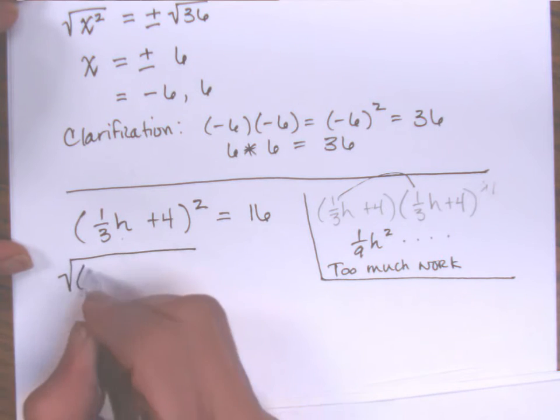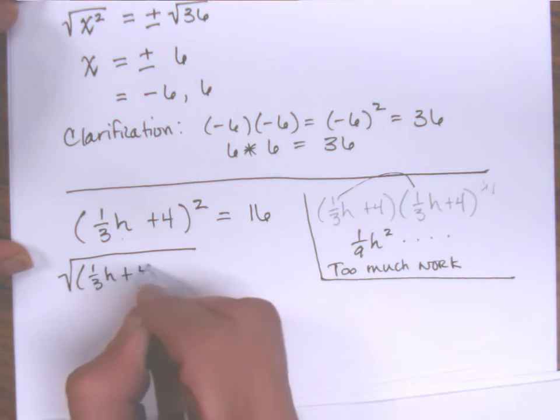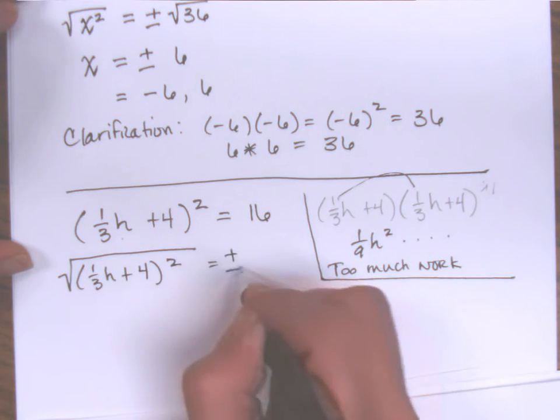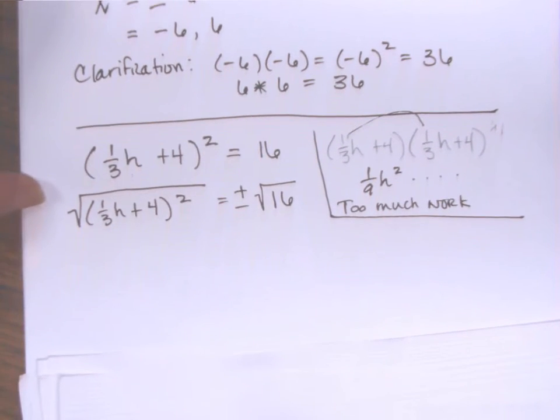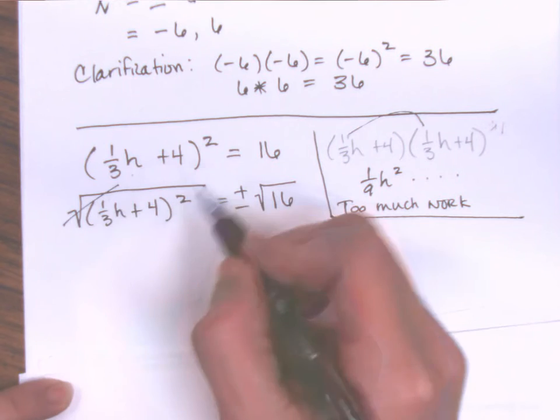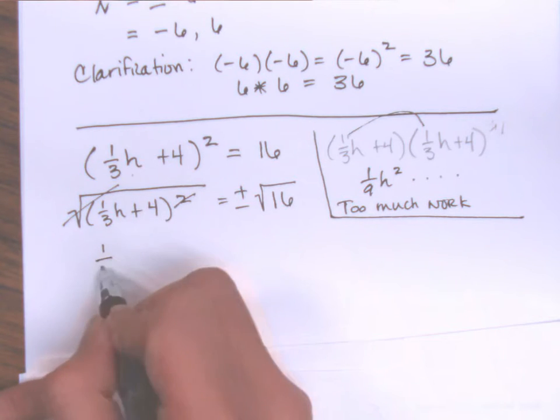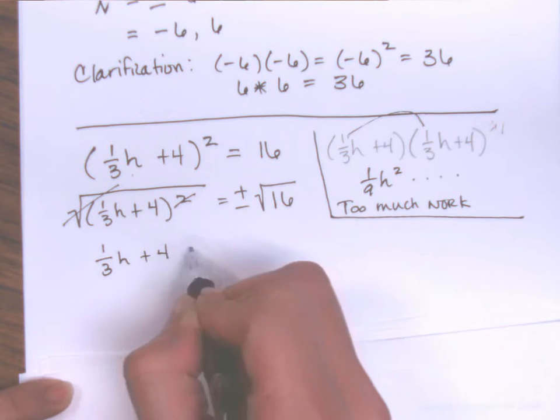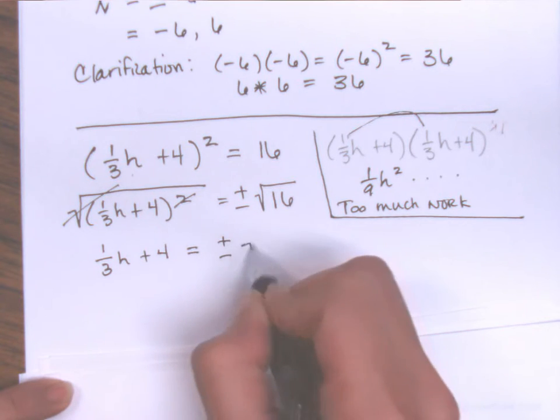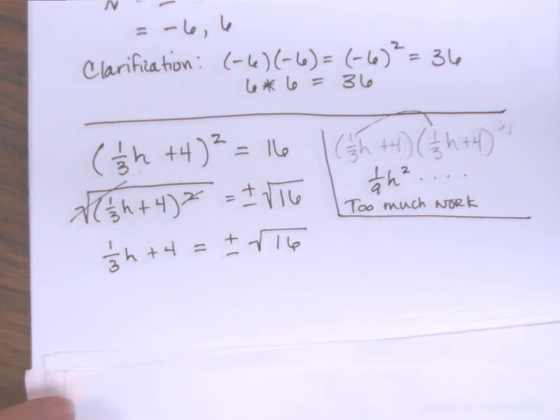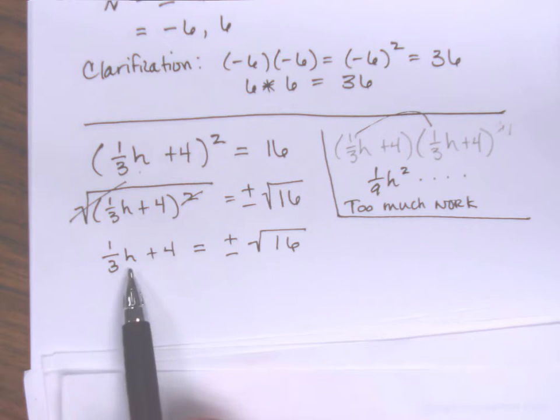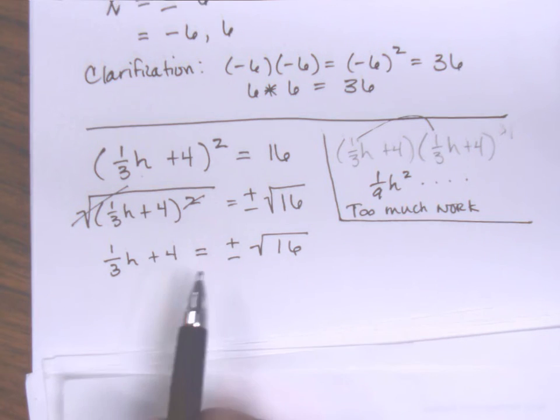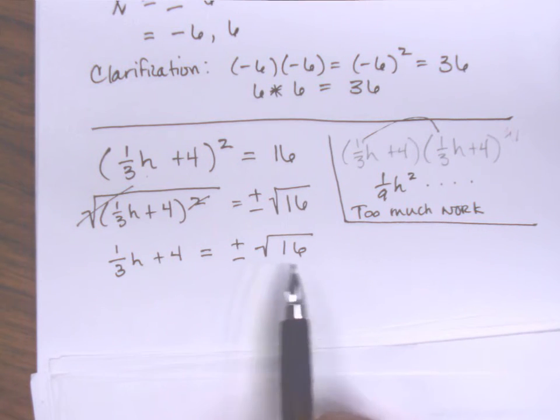So let's do that. Let's put a square root on both sides. Got 1/3 h plus 4 squared equals plus or minus, don't forget, the square root of 16. Okay. So here my radical cancels out my exponent, and I'm just left with 1/3 h plus 4 equals plus or minus the square root of 16. So this is good. I don't have my variable inside a set of parentheses anymore. I don't have anything squared anymore. Please remember that this is two different answers here.